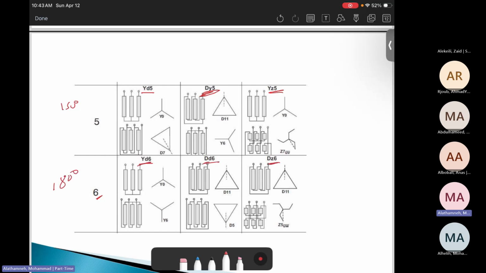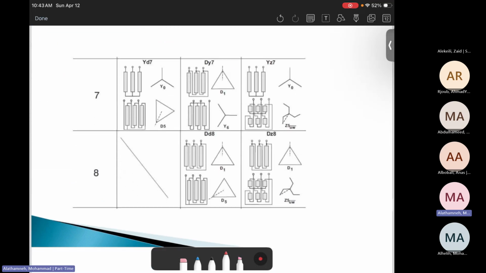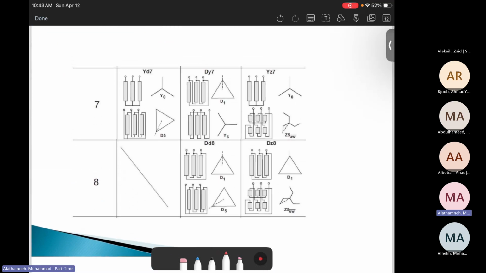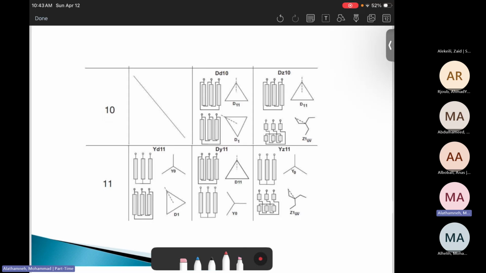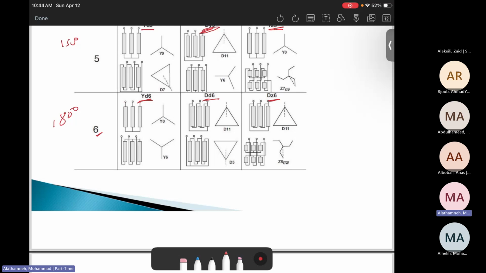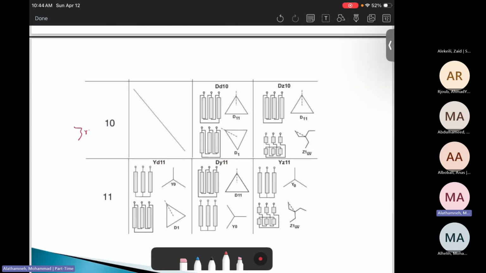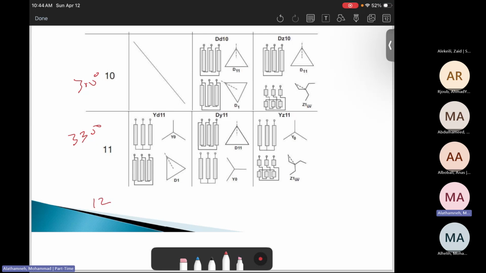So it's very important for you to understand what's the primary, what's the secondary, and what's the displacement angle once you look at the symbol. Then Yd7 and Dd8, etc. There is Yd10, 300 degrees, and this 330 degrees. Okay, there is no number 12. Why? Because number 12 means 360 degrees, which is the same as 0 degrees. So we just stop at number 11.